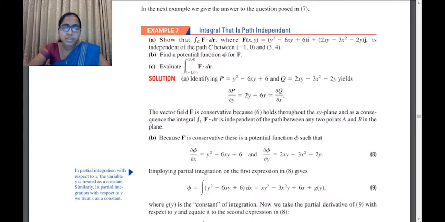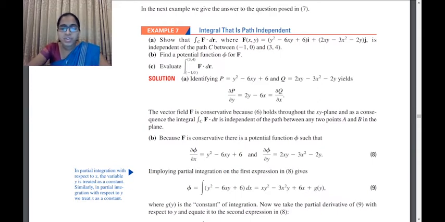Next, what we have to do? We have to integrate this term ∂φ/∂x with respect to x. Integrating, what do we get? We get the integral of (y² − 6xy + 6) dx, which is xy² − 6y·x²/2, that is, −3x²y + 6x + g(y). Here g(y) will be the integrating constant.